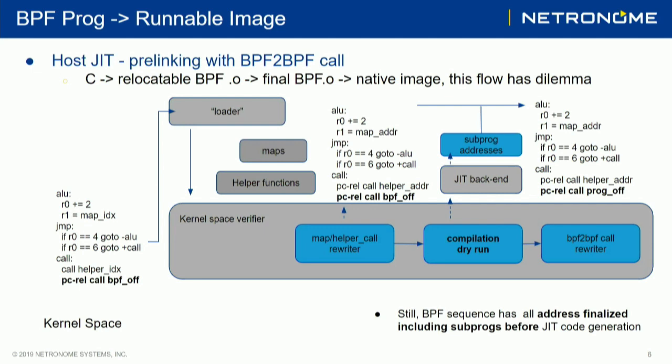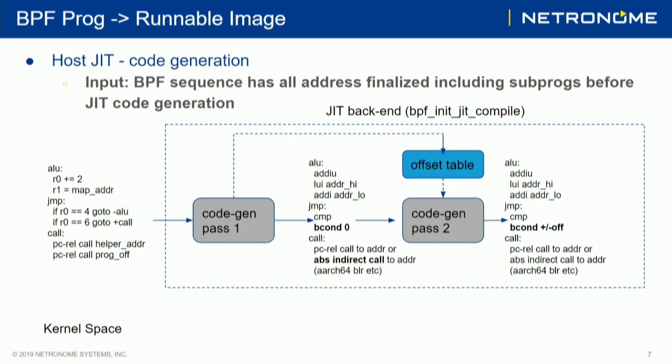Then after that, we recall the backends with all the subprogram addresses to finalize all the addresses. So in all, after the pre-linking, we get BPF sequences that have all the addresses finalized. And this approach largely simplified the JIT backends.